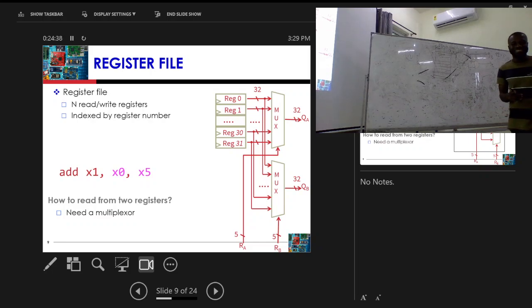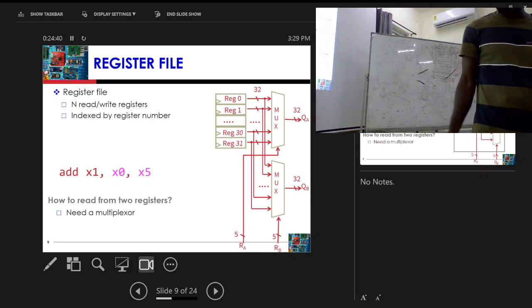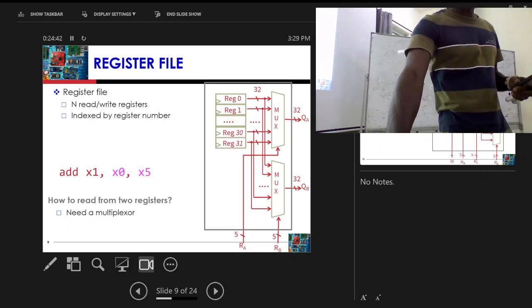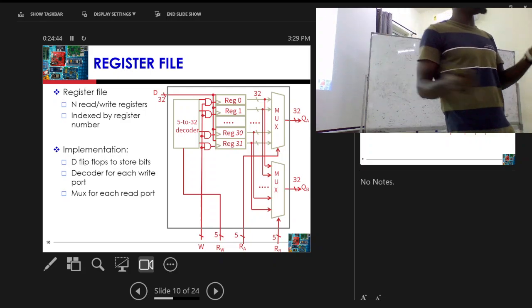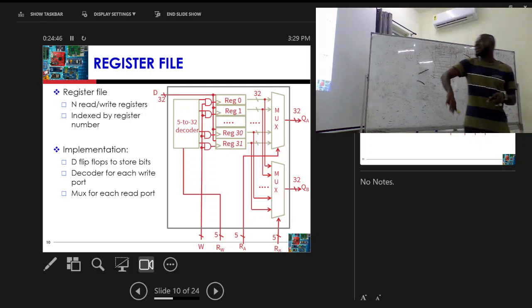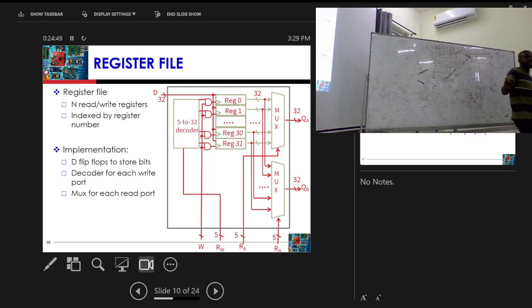You understand? So you see that everything we have studied in the past comes together in this. So this is the entire architecture. Here is how we read, here is how we write to it, and here is how we read from it. Simple like that. So this is the internal architecture of a register file. If you have not seen one before, this is how it looks.